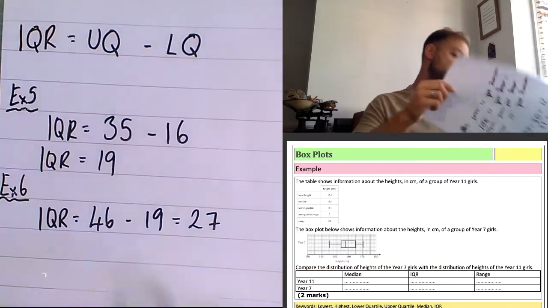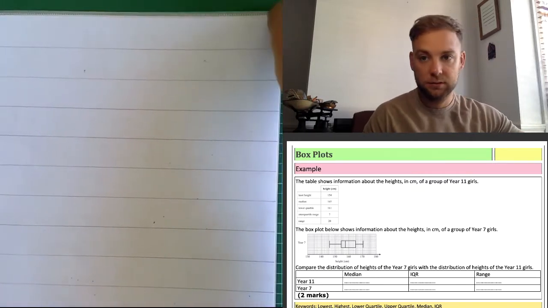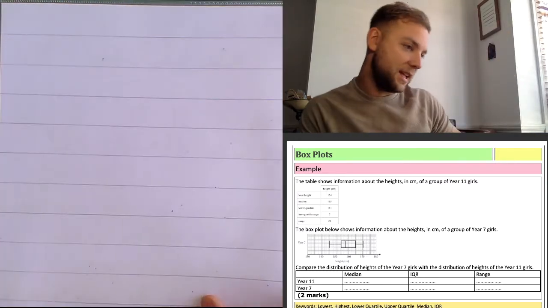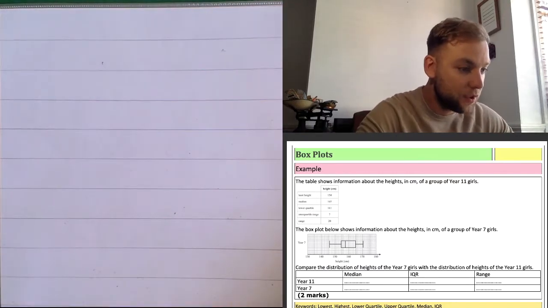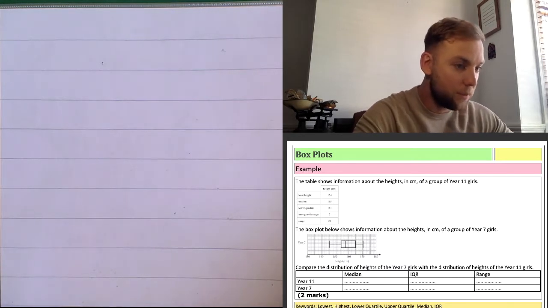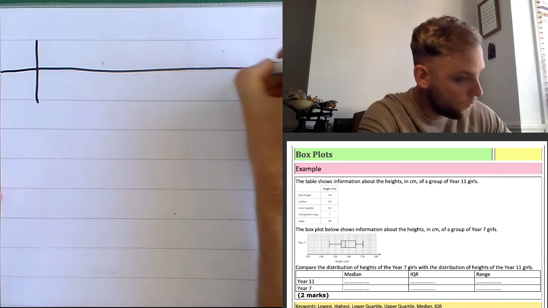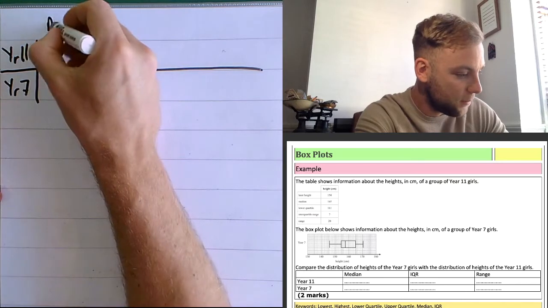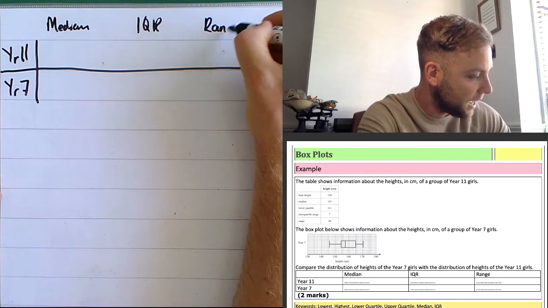Okay, so let's have a little look at this one together. Some of these details you actually already have. Now I know this picture might be quite small on this screen, so hopefully you can see it. Even I'm struggling a little bit to see this. So this is just asking you to fill in that table. They've got 2 here. The top one's the Year 11 girls and the bottom one's the Year 7 girls. So we've got our table like so. We've got Year 11, we've got Year 7, and then we've got the median, the interquartile range, and the range, which is there like so.